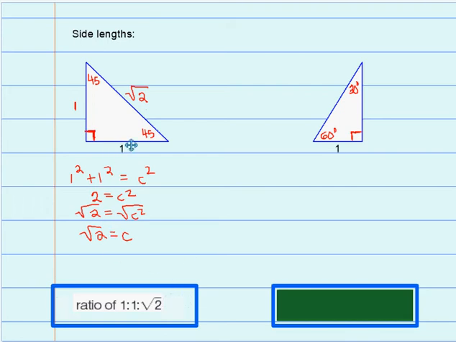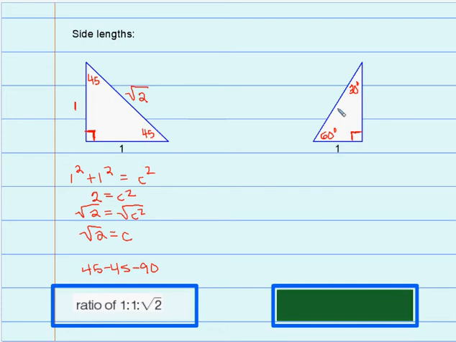Okay, so remember we called this triangle the 45, 45, 90. And so our side lengths are in the ratio of 1, 1, square root of 2. We don't do a decimal approximation here. This is exactly the length, the square root of 2. We want to know that in a 45, 45, 90 triangle, we have side lengths in the ratio of 1, 1, square root of 2. That will help us calculate some other side lengths here in a little bit.